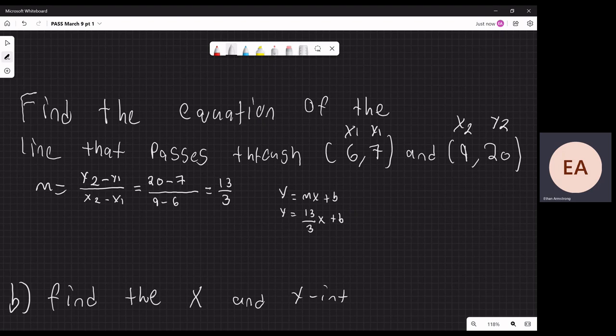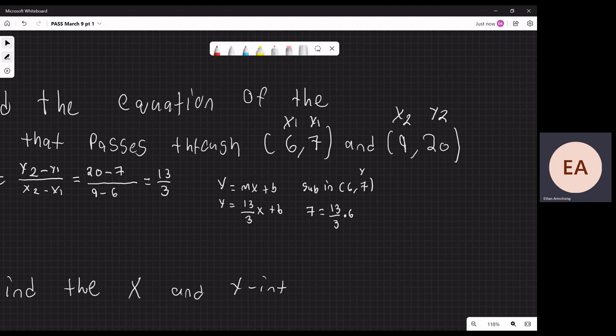So we just have to sub in a point. Let's sub in (6, 7). Could also use the point (9, 20), I just think it'll be easier to use this point. So we've subbed in (6, 7). So y, that's our y value, is 7, equals 13 over 3, and our value for x is 6, and then we just have to add our b.